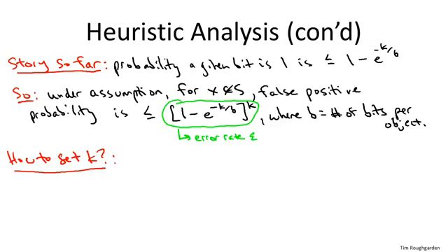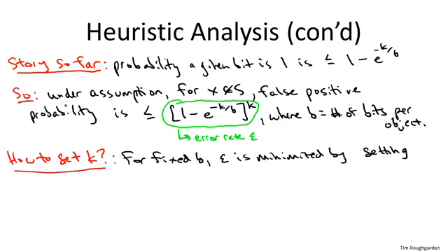So what do I mean? Well, fix the number of bits that you're using per object, 8, 16, 24, whatever. For fixed b, you can just choose the k that minimizes this green quantity, that minimizes the error rate epsilon. So how do you minimize this quantity? Well, you do it just like you learn in calculus, and I'll leave this as an exercise for you to do in the privacy of your own home.